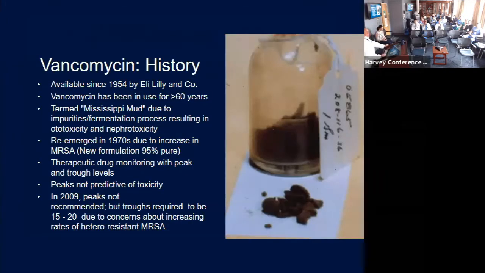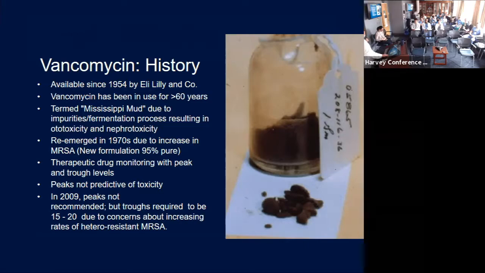All right. So, I want to give a little history about vancomycin and tell you where it stands in terms of management of MRSA. Vancomycin has been around since the 1950s. It's an old agent. If you look at the picture there, you wonder how the heck they used to infuse that into a patient. It used to be referred to as Mississippi mud.